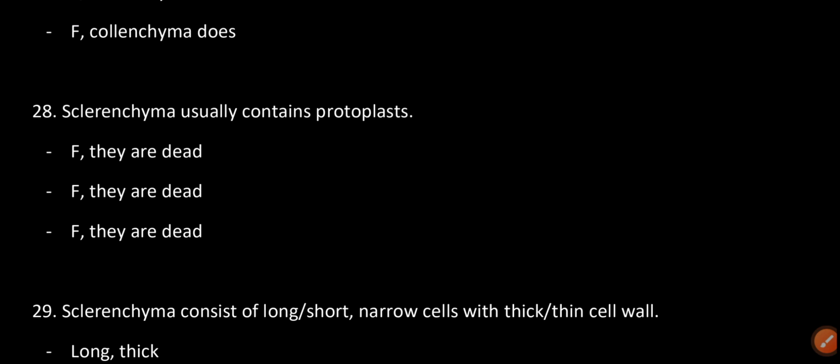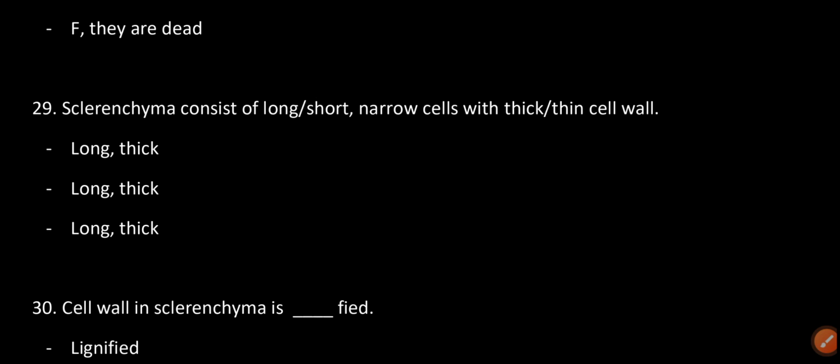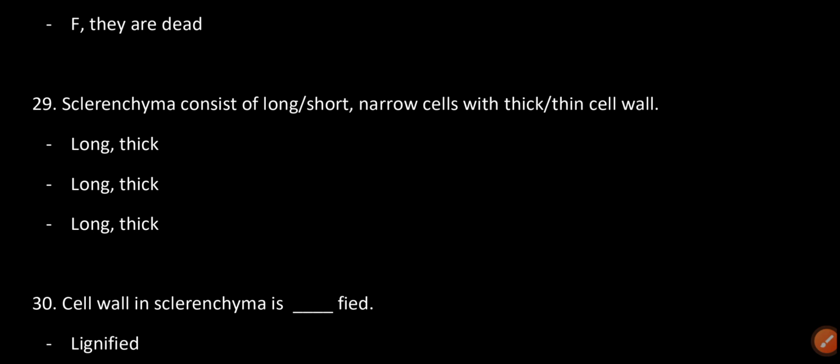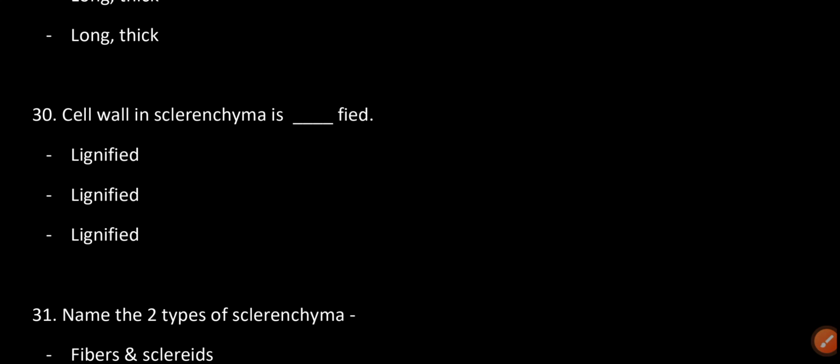Sclerenchyma usually contains protoplast. False. They are dead. They do not contain protoplasm. Sclerenchyma consists of long or short narrow cells with thick cell wall. The cell wall in sclerenchyma is lignified. Name the two types of sclerenchyma: fibers and sclereids.